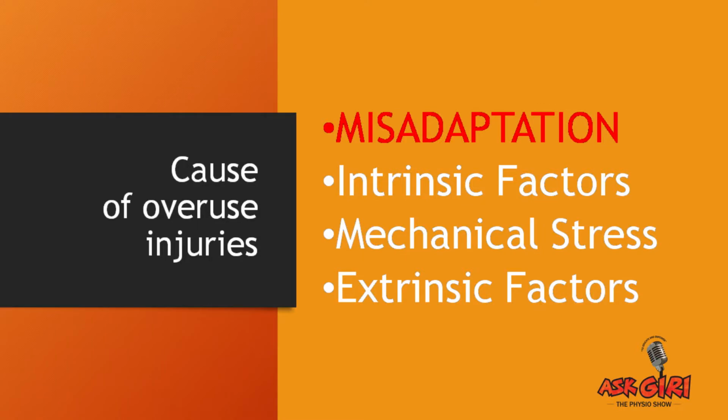The next one is, what are the causes of overuse injuries? It's basically one word: misadaptation. Because I already told you how our body has the ability to adapt, and injuries happen because of misadaptation. So what are the causes of this misadaptation? Mainly just three: intrinsic factors, mechanical stress, and extrinsic factors.